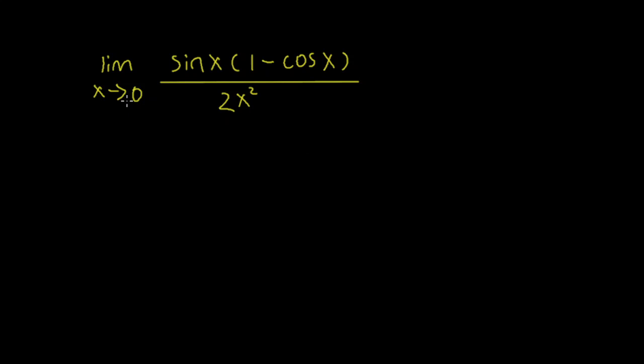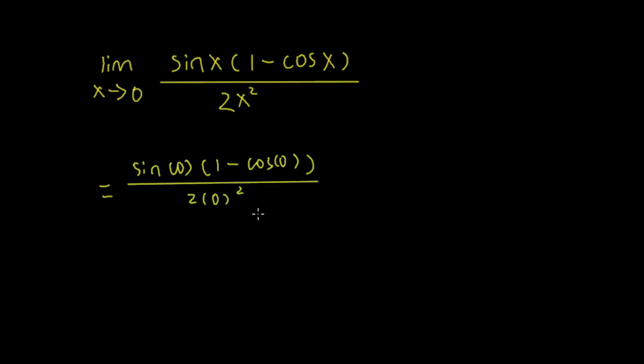So let's directly plug 0 into x here to see what we get. So here, sine of 0 times 1 minus cosine of 0, all over 2 times 0 squared. Okay, sine 0 is 0. Now 1 minus cosine 0 is 1 minus 1, which is 0. 0 times 0 is 0, all over 0. So it's 0 over 0. That's not the answer we want. That means we have to do more work now to get to the answer.